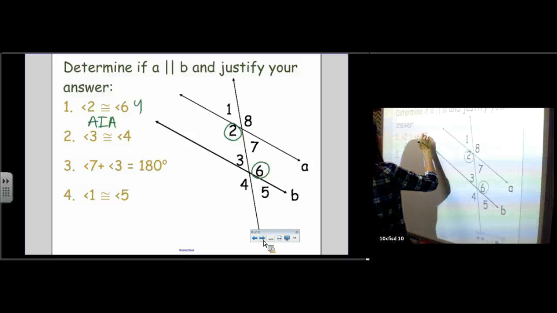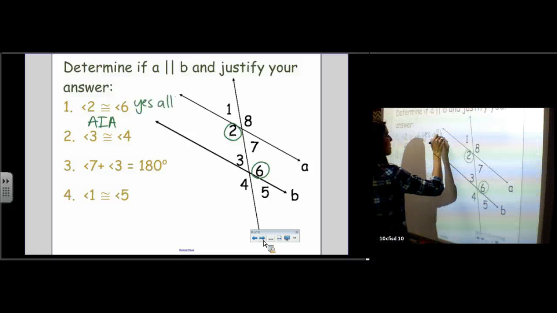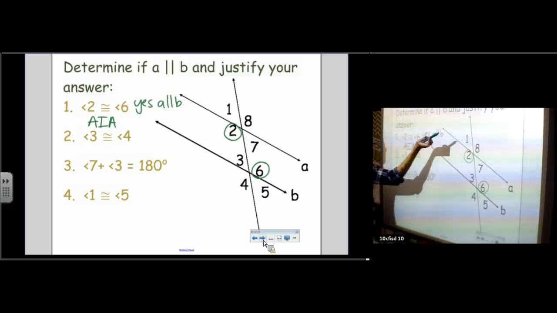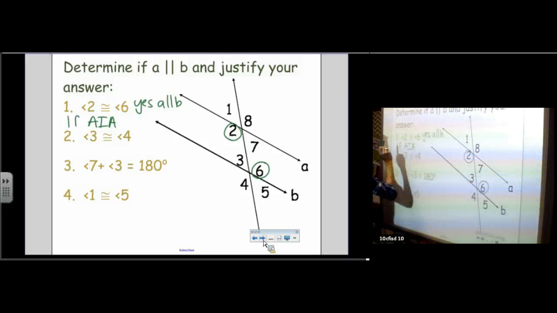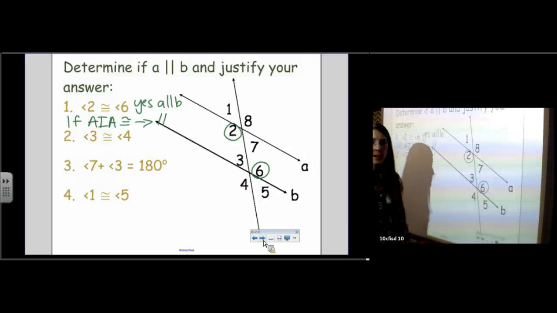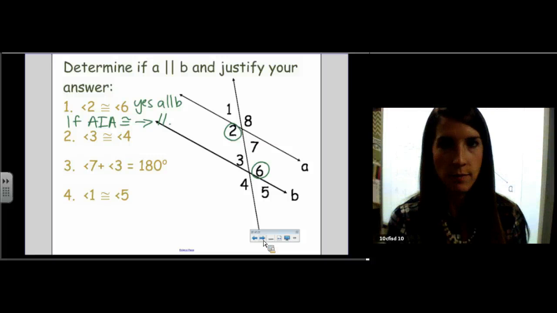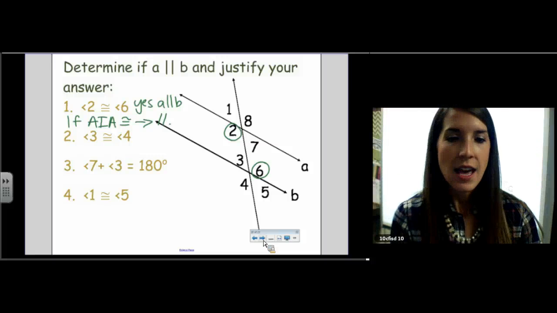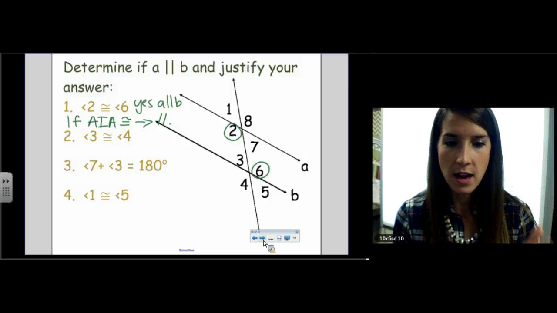So we're going to say yes, A is parallel to B. And the reason why, it says justify your answer. If alternate interior angles are congruent, then our lines are parallel. So I just used very shorthand notation. I wrote an if-then sentence. If those angles are congruent, then our lines are parallel.